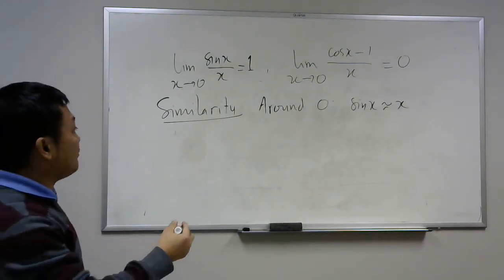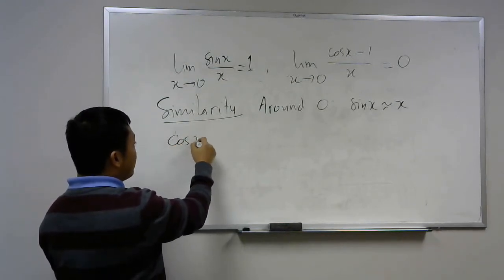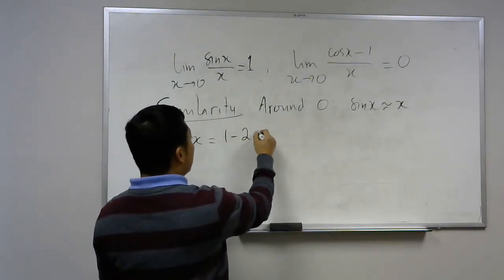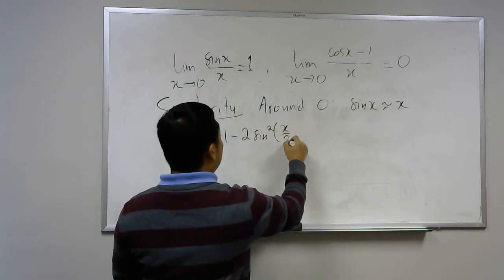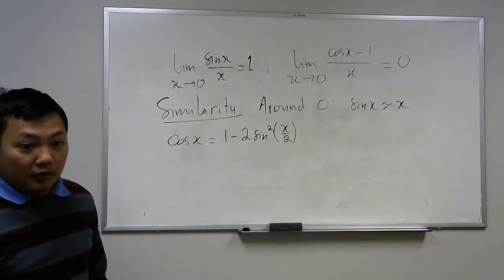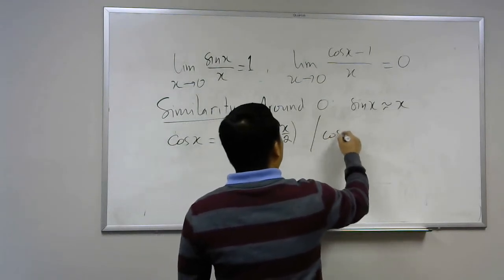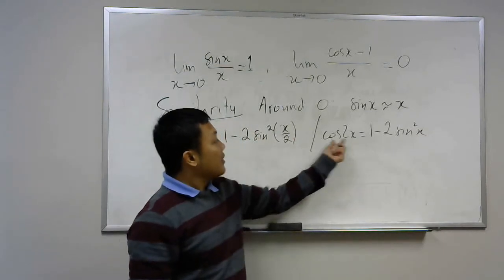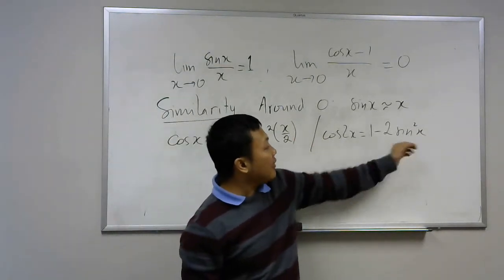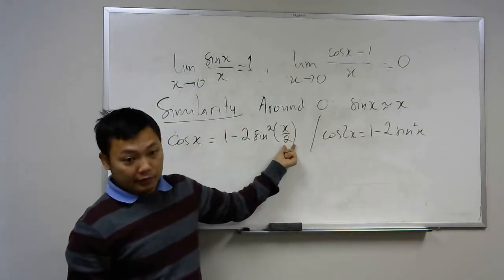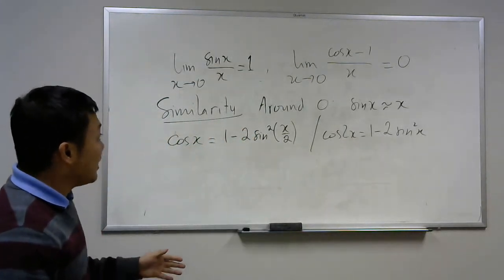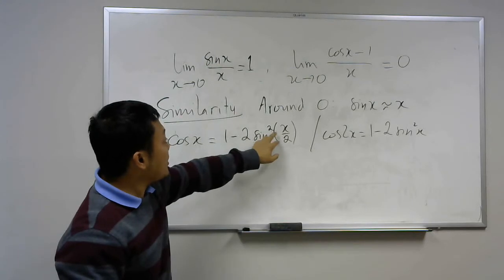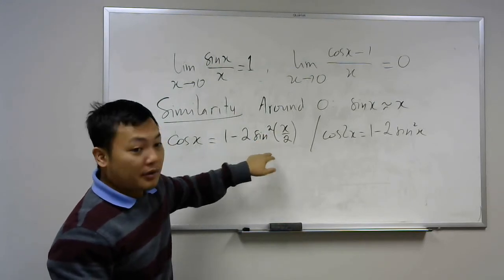So how do we see that? We know cosine of x. Now we use the double angle formula. Cosine of x is equal to 1 minus 2 sine squared of x over 2. This is the double angle formula. Usually you have cosine of 2x equal to 1 minus 2 sine squared of x, right? But instead of 2x, if you have x here, then here should be half of this angle, so x over 2. Now you see, if we use similarity, sine of x over 2, squared, is similar to x over 2, squared.